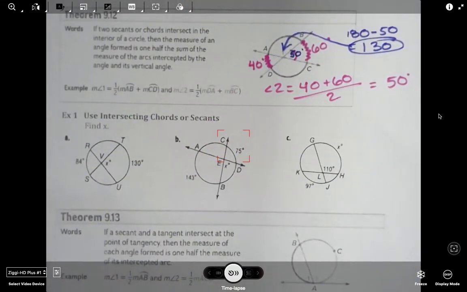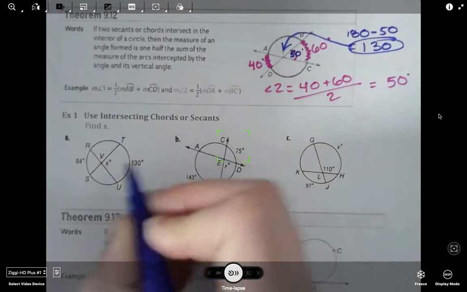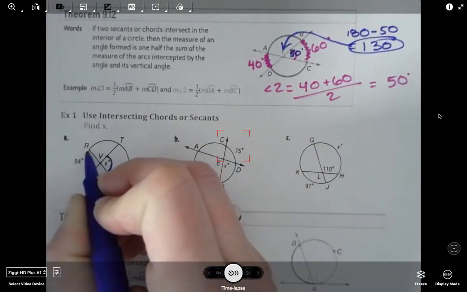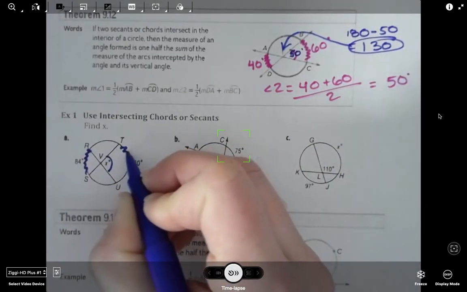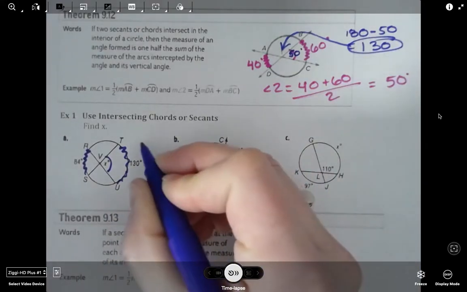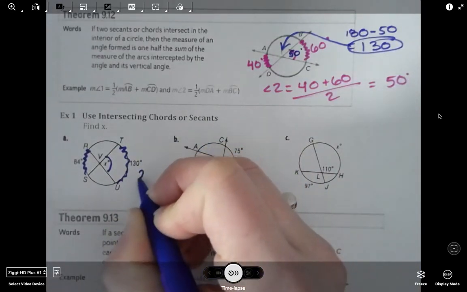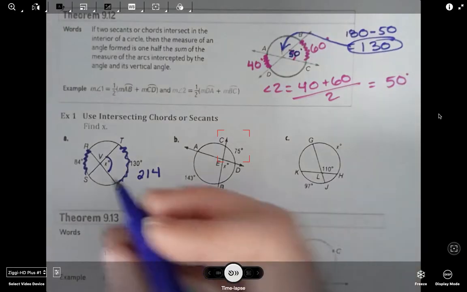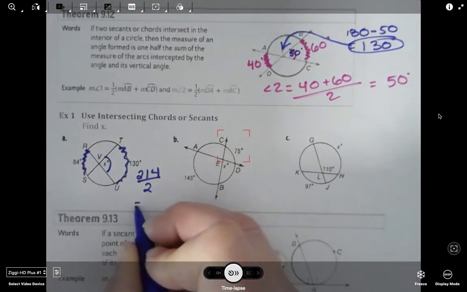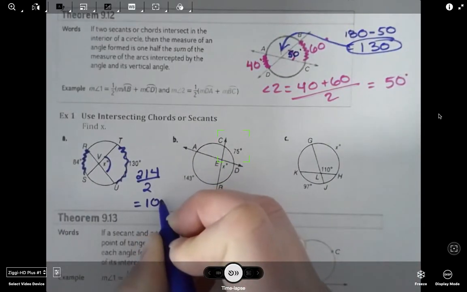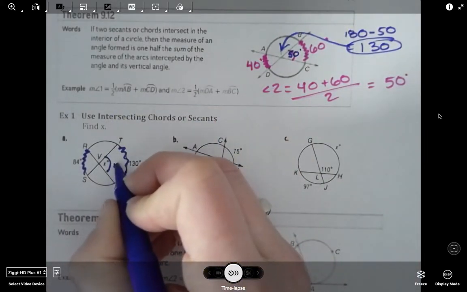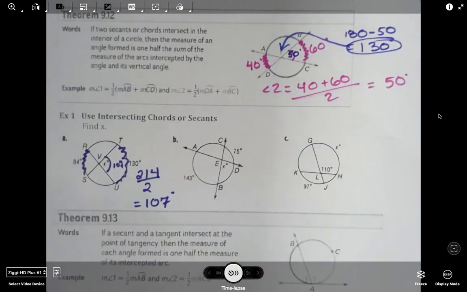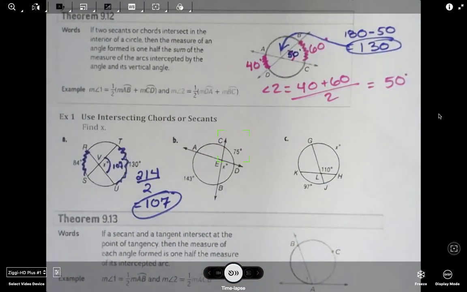Go down here to these questions. This is exactly like what I was illustrating, angle X right here. We're going to add 84 and 130 together, okay? That is 214. Check me. 84 plus 130. Yes? Divide by 2. And that is 107. 107 degrees is what angle X is. Okay? You add them together, divide by 2. It's like taking the average.